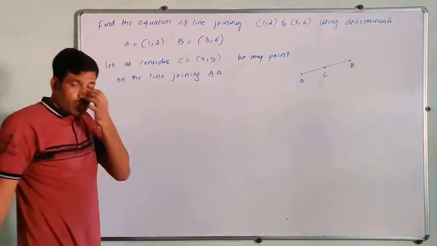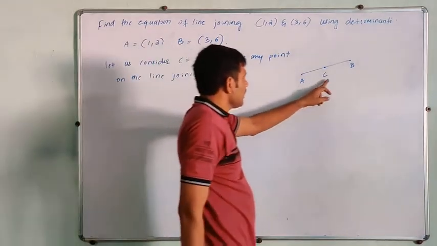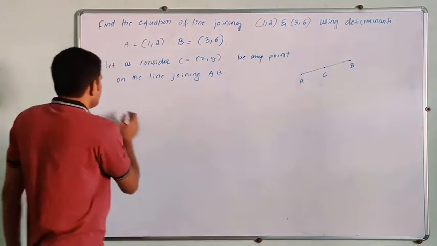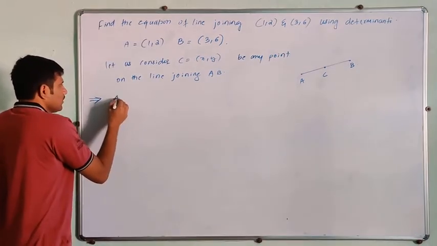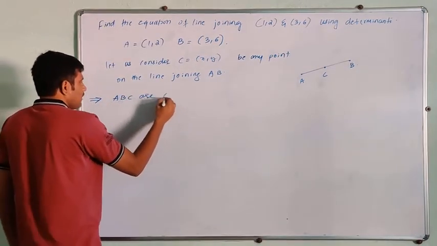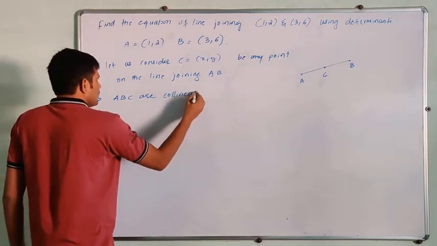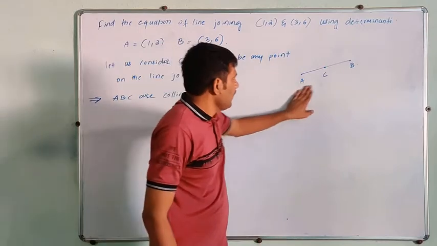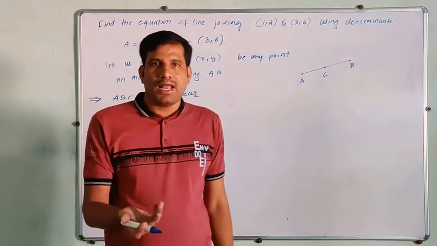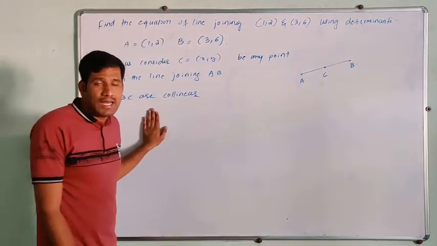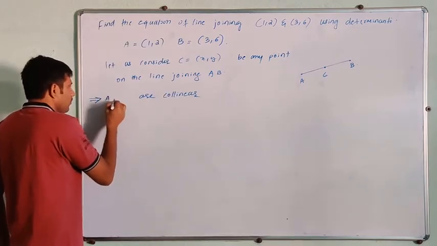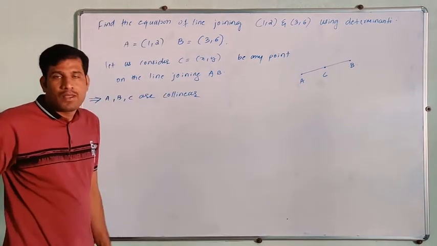So I am considering one more point C, which is on the line joining A and B. So this implies that A, B, C are collinear. Is it clear? Because I am considering point C on the line AB, then points A, B, C are on the same line. So therefore A, B, C are collinear.